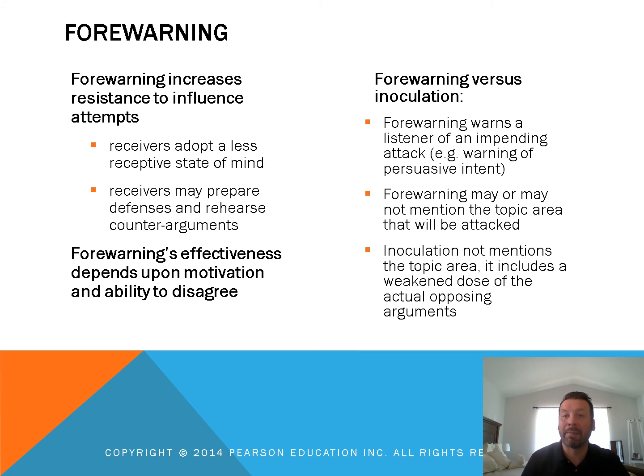Forewarning may or may not mention the topic area that it will be attacked. And inoculation mentions the topic area. It includes a weakened dose of the actual opposing argument. So when you're talking about forewarning, it's really about giving a forewarning about what may happen. Not entirely about what specifically may happen because you're not really sure, right? It may or may not mention the topic area that will be attacked. In other words, something may happen, I'm just not sure what it is, so be careful, right?